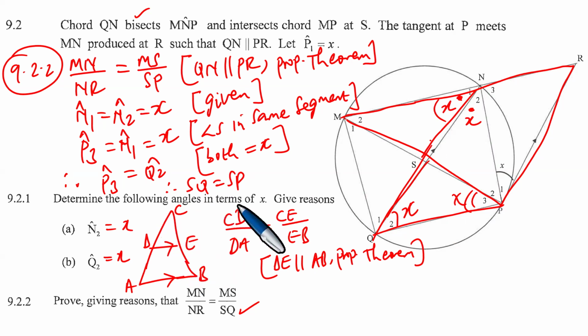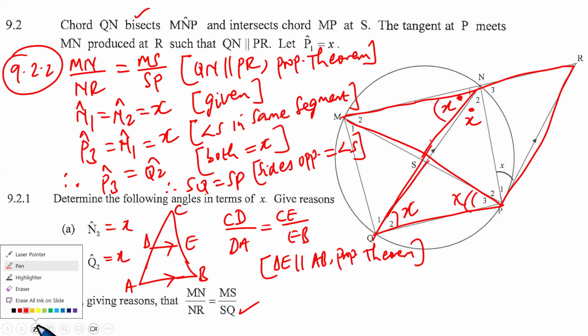Okay? SQ is equal to SP. Why? Which are sides opposite equal angles. These ones, the SQ and the SP, they're sides opposite equal angles. All right, now we're in business.